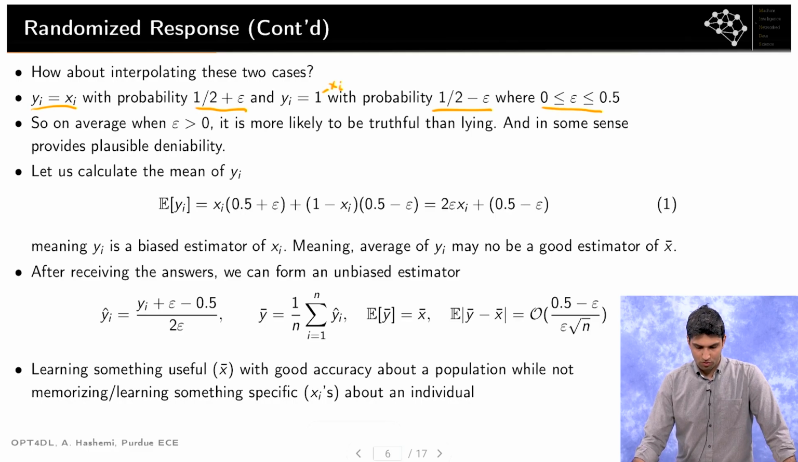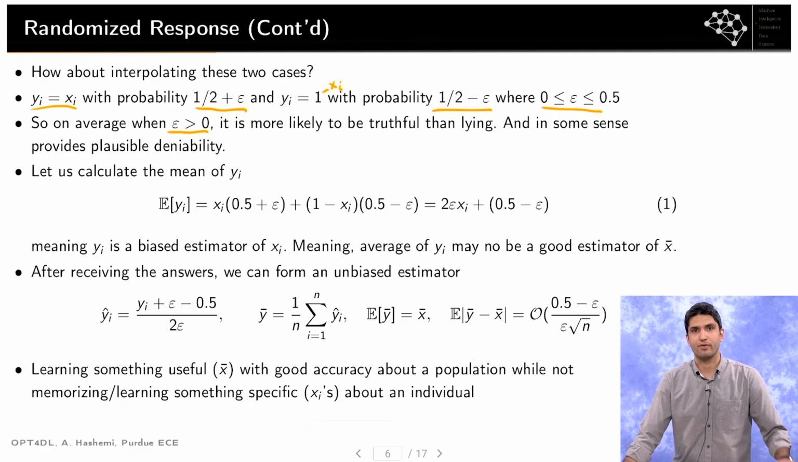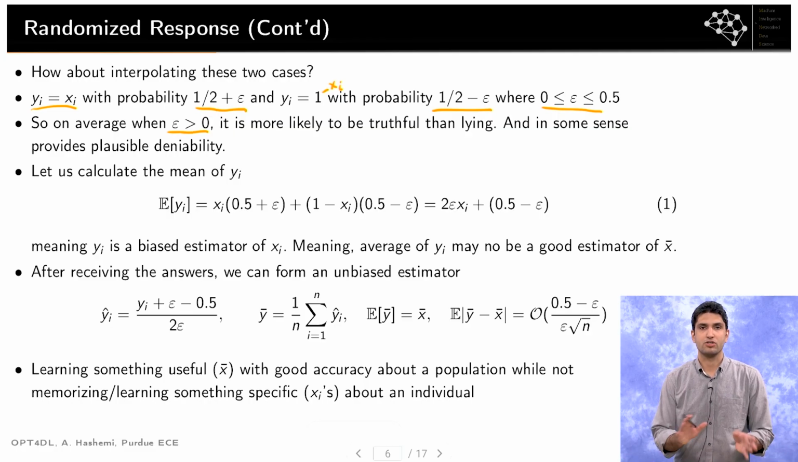Okay, so therefore, if epsilon is equal to half, what this means is that we get case 1 back. We're going to be truthful all the time. On the other hand, when epsilon is equal to 0, it means that we are just responding randomly. So we're going to recover case 2. So we're going to make sure that epsilon is strictly larger than 0 and strictly less than half, such that we interpolate these two cases.